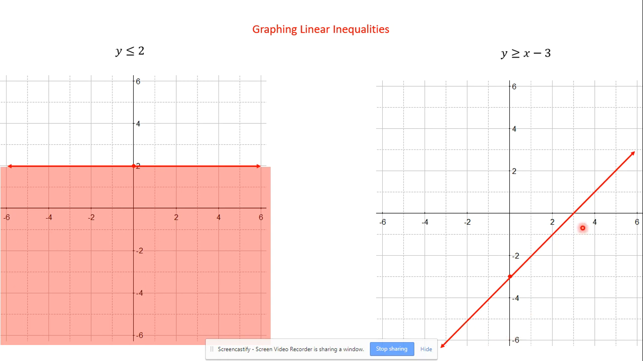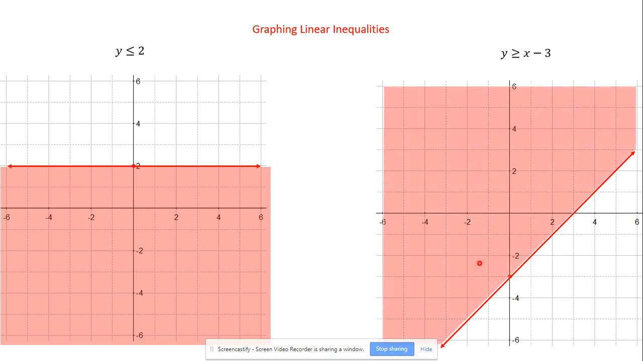And then we need to shade. So plug in a point. If we plug in the point 0, 0, is 0 bigger than 0 minus 3? Is 0 bigger than negative 3? Yes, 0 is bigger than every negative number. So we would shade above the line. If we had plugged in a number and it didn't work, we'd shade the other side.